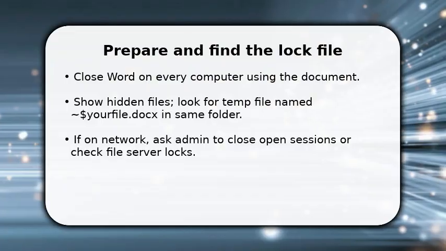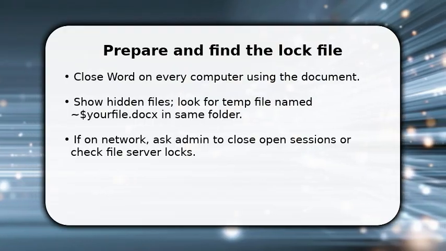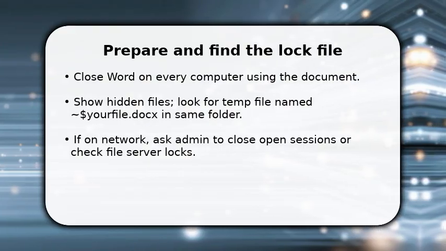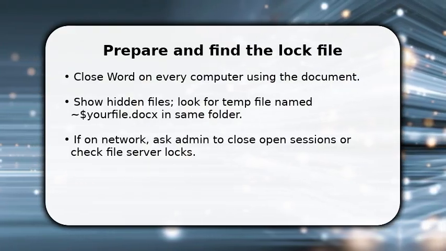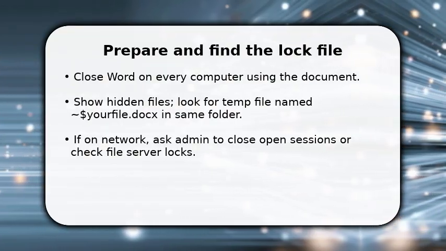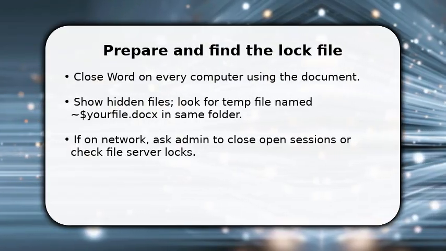You start by stopping activity that keeps the file locked. Close Word everywhere and make sure autosave isn't running. Next, enable hidden files so you can see the temporary owner file that begins with $$ and matches your document name. Once you locate that temp file in the document folder, don't open anything yet.